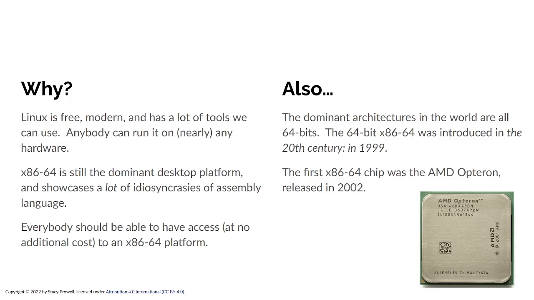And why are we on the x86-64 platform? Well, it's still the dominant desktop platform. And so a lot of the stuff that you'd be using reverse engineering to deal with would probably be on that platform. But there's some good pedagogical reasons to use it. It's got a lot of idiosyncrasies, and that makes it an interesting assembly language to look at. ARM certainly has its own idiosyncrasies, but really x86-64 has the motherlode. It has basically everything that you'll see. And of course, everyone should be able to have access to it.